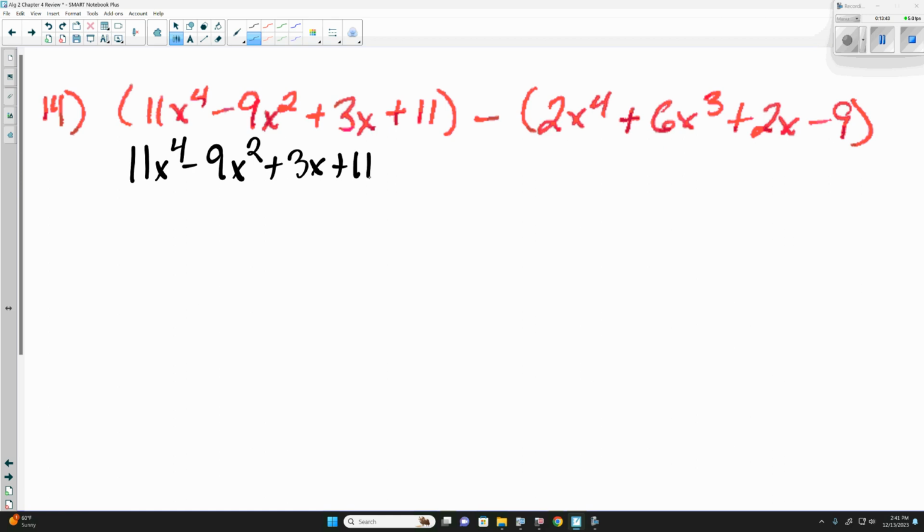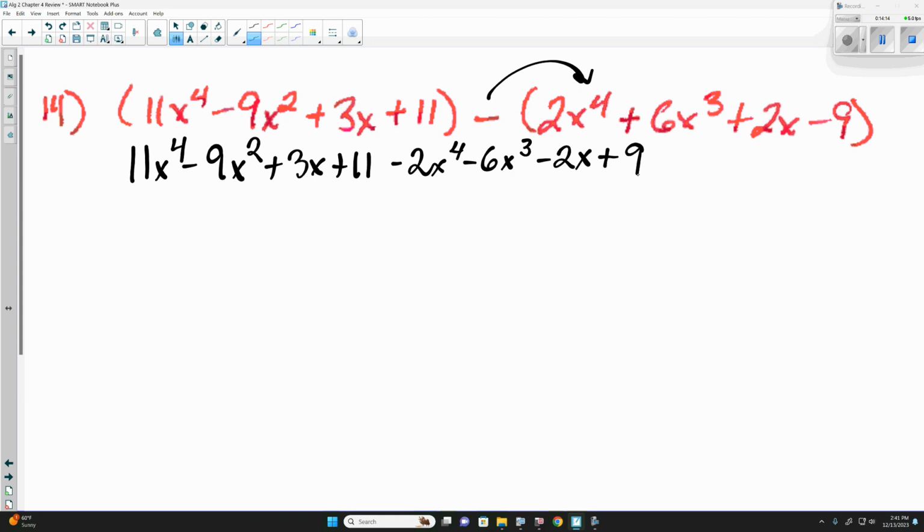Now the first one, again, no sign in front of the parentheses, so we can just go on and drop it. Now the negative in front of our other has to be distributed through. So our positive 2x to the fourth becomes negative. Our positive 6x cubed becomes negative. Our positive 2x becomes negative. And our negative 9 becomes positive. We're just changing the signs with that negative.